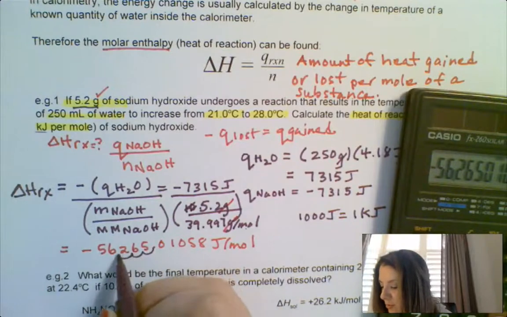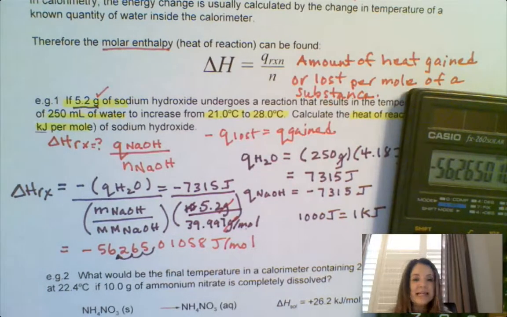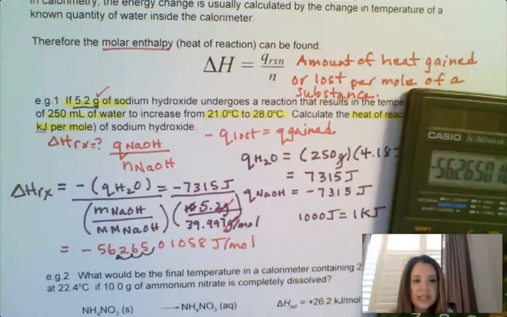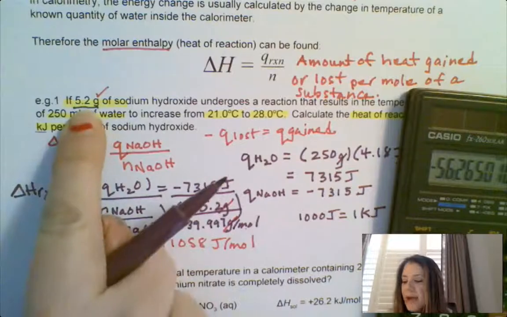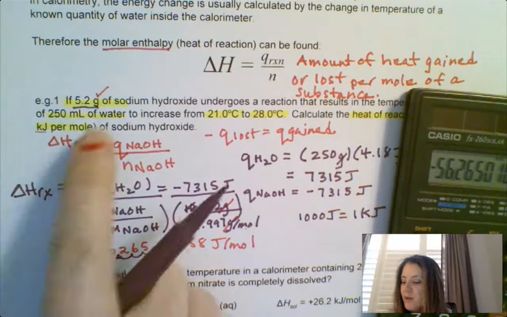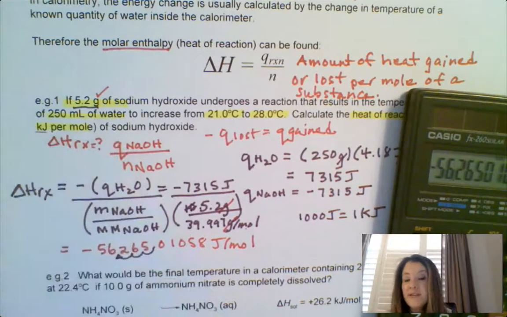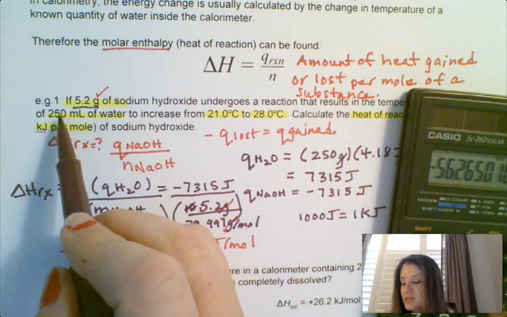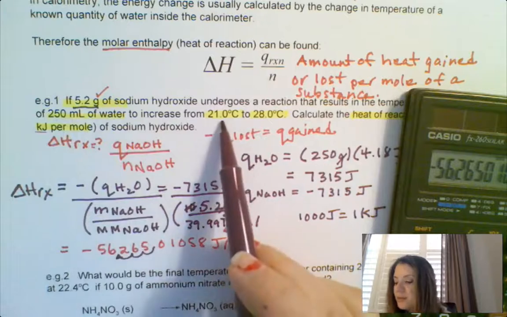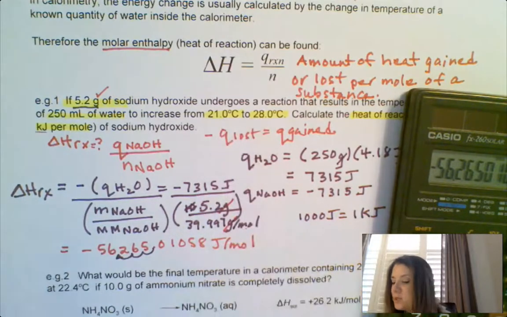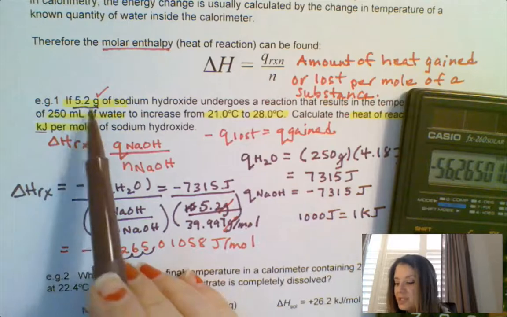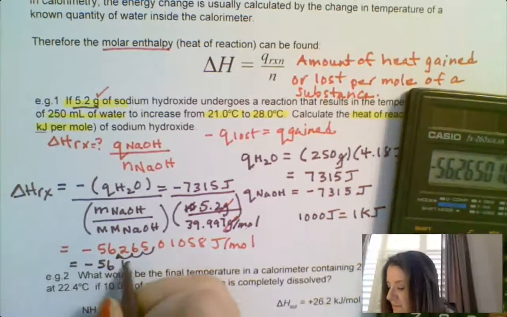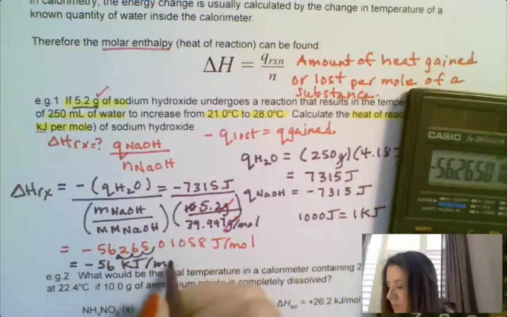1, 2, 3. The next thing that I need to consider when I'm reporting my final answer is how many significant digits can I report to? The mass is 2 sig fig. Volume of water is 2 significant digits. Because of that 0, there is no decimal there, so that is not significant. Temperature, 3 sig fig. So I can only be accurate to 2 significant digits. So my final answer in this case is negative 56 kilojoules per mole.